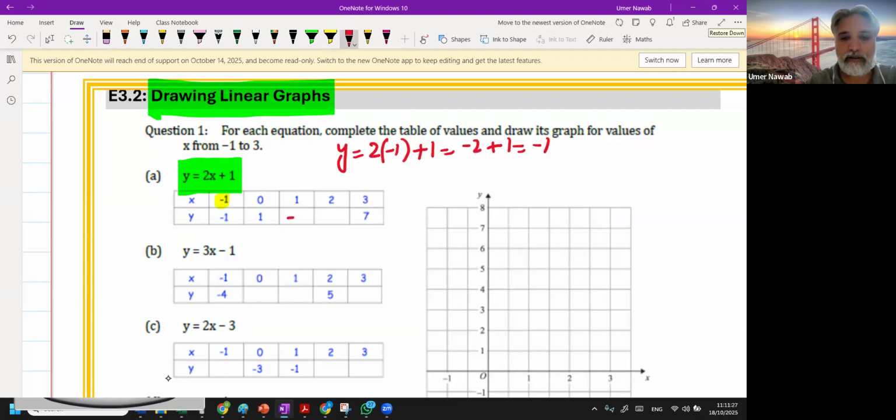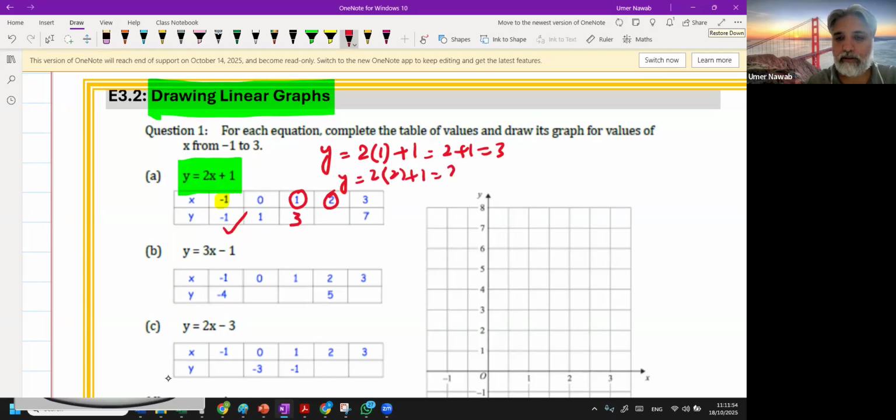So I can write here -1, which is already found by the examiner. Okay, but few spaces are empty. I just need to find the empty spaces. So y equals 2, in the place of x, I'm going to put 1, plus 1. So 2 plus 1, that is 3. I'm going to write here 3. Then y is equal to 2 times 2 plus 1. That is 4 plus 1. This is 5. And 3 is already done by the examiner.